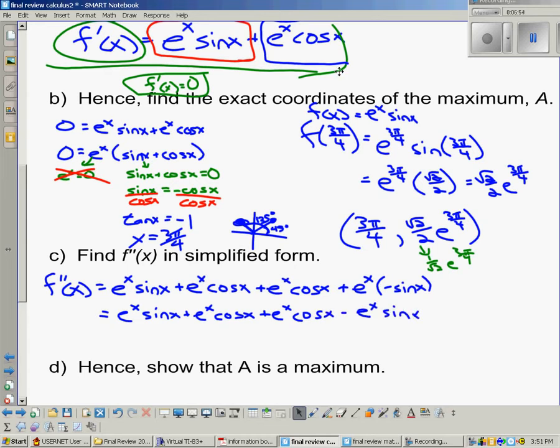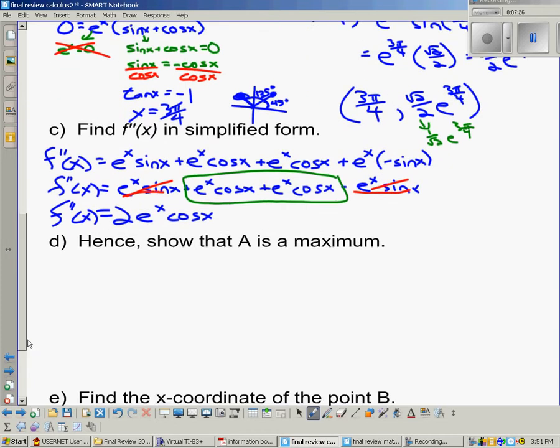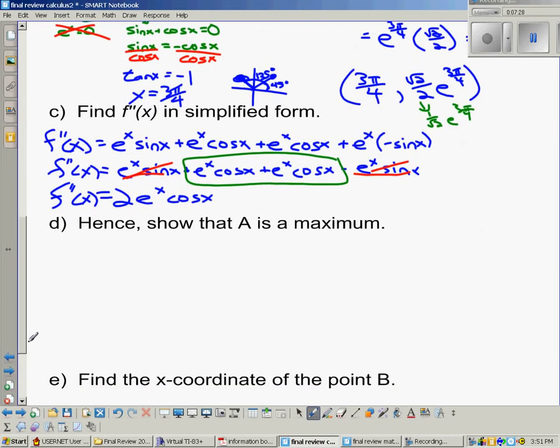Ooh, look at that. We have a positive e to the x sine x and a negative e to the x sine x. So those are going to be gone. And I can collect like terms. I've just got two of these e to the x cos x's. So in simplified form, we get 2 e to the x cos x. It's quite possible that this would be a show that type question. Show that it can be written as 2 e to the x cos x.